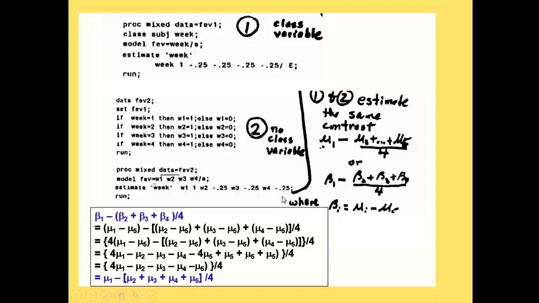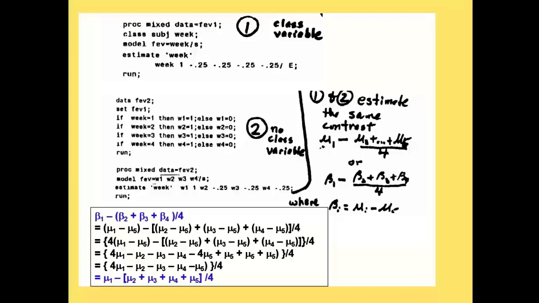Now, it turns out these two ways of doing it estimate exactly the same contrast. They compare week one with the average of the other four. But if you look at this second one, you're going to say, hey, there's something a little weird about this. The first had a 1 and then four minus 0.25s. Now there's a 1, and I've got W1, W2 in there, but there are only three minus 0.25s. So what's going on here? Am I tricking you? Is this an error? No, it's not an error. These are two ways of doing the same thing.